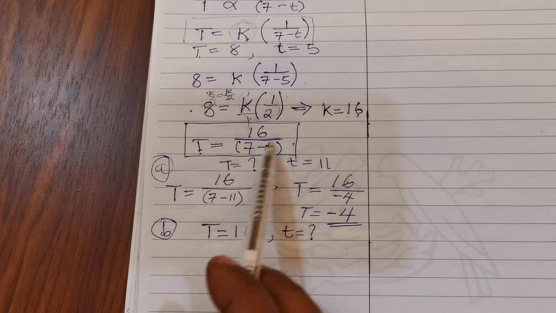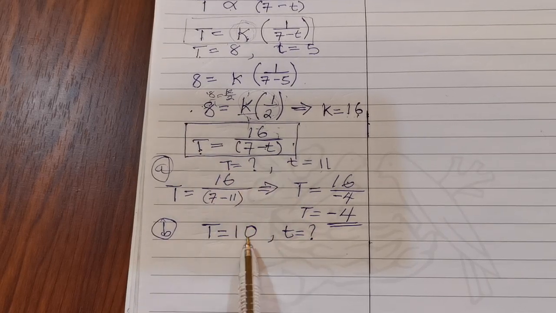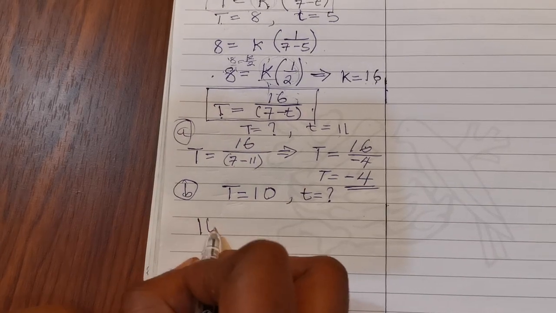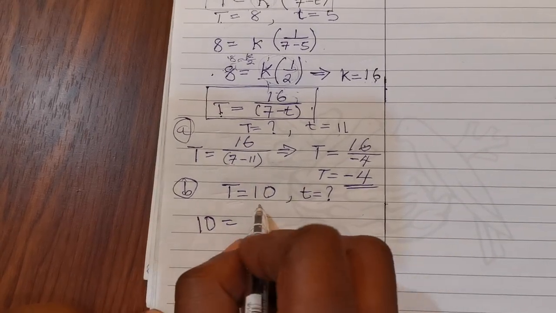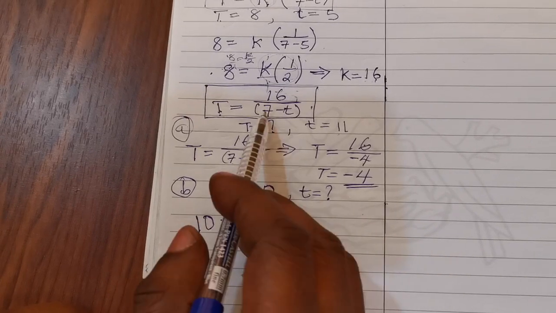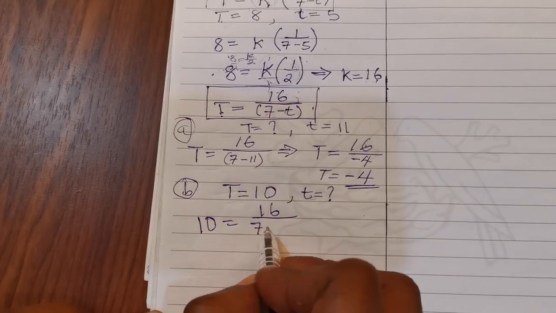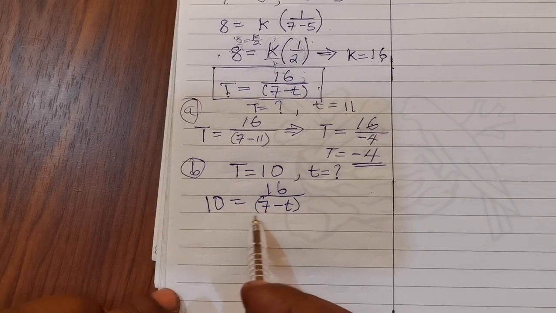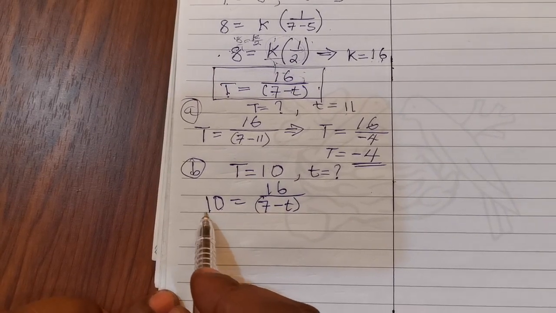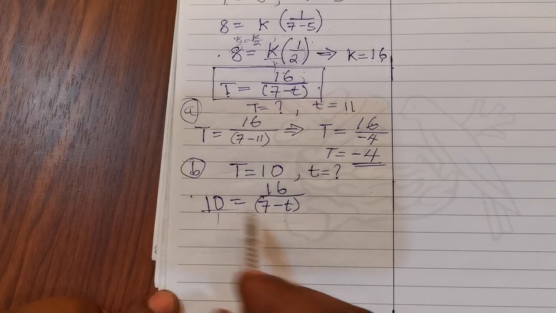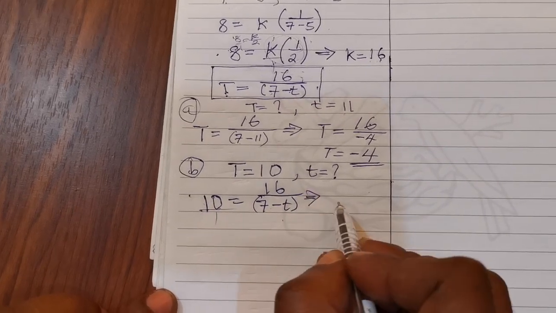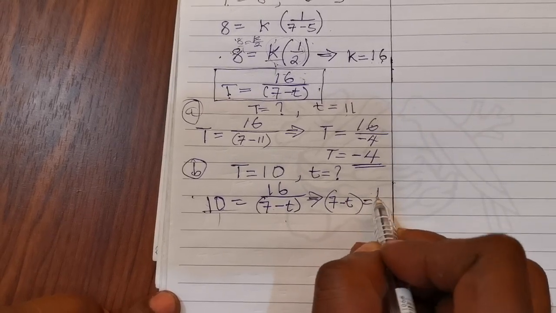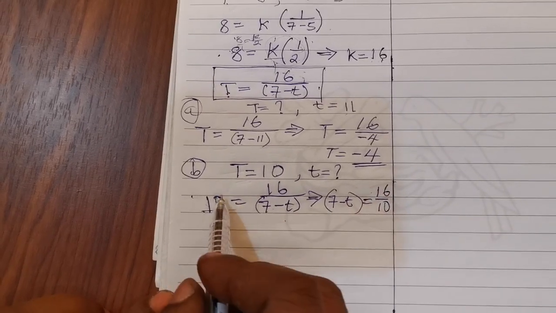I will still go back to this equation here. Substitute my capital T to be 10. I have 10 is equal to 16 over 7 minus t. Then you have to note one thing there, that this is also 10 over 1. If I cross multiply, I can have this to be 7 minus t is equal to 16 divided by 10. This comes down, this goes up.